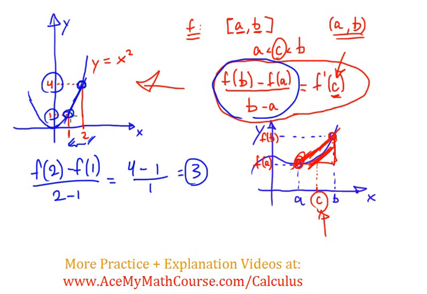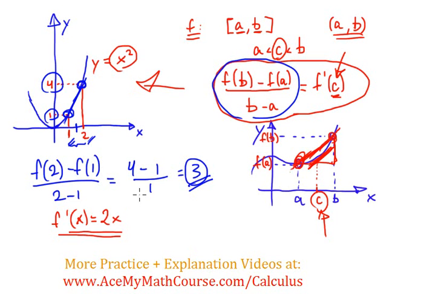Now we're going to have to figure out the value of c somewhere between 1 and 2 that will have a slope of 3. So how can we do that? Well, first let me take the derivative of y equals x squared. So f prime of x is going to be equal to, well, a piece of cake. I can bring down the exponent, multiply it, and then subtract 1 from the exponent. So f prime of x is just 2x. So the derivative of x squared is just 2x.